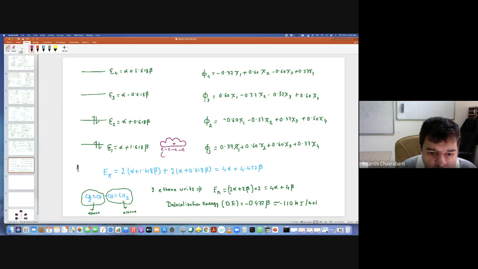This is not a very good drawing, but it's fine. Fine, no? And this is a node you have. Nodal plane.